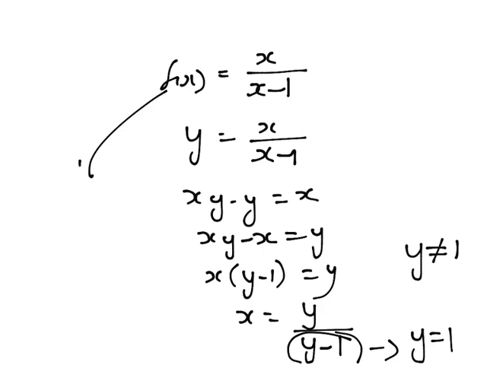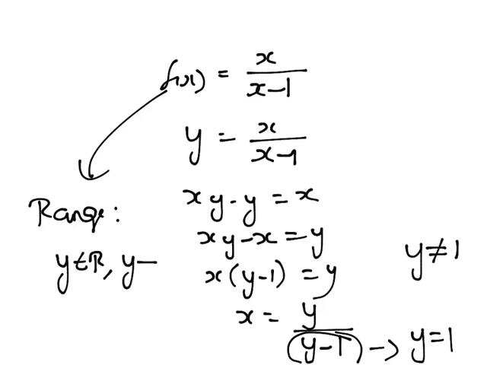So for this function, the range is all real numbers, but y cannot be 1. All real numbers except 1, because if y is 1, then this x will be unreal.